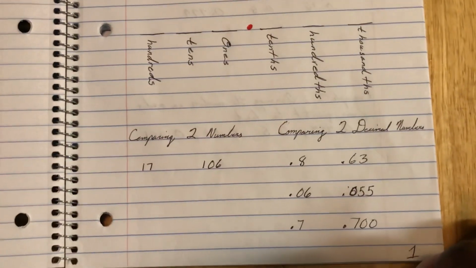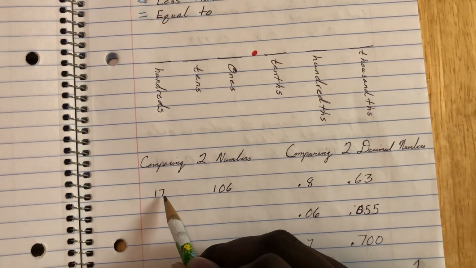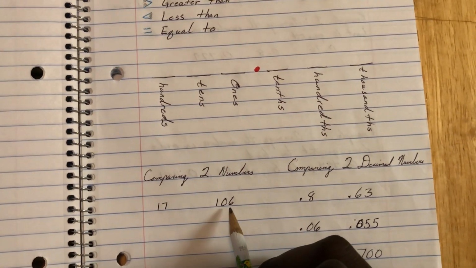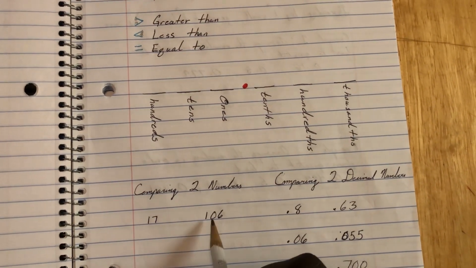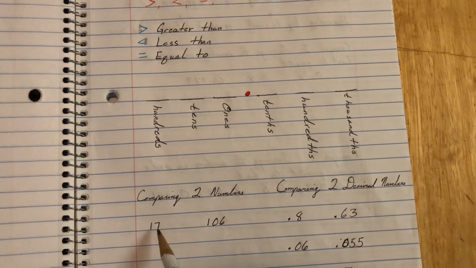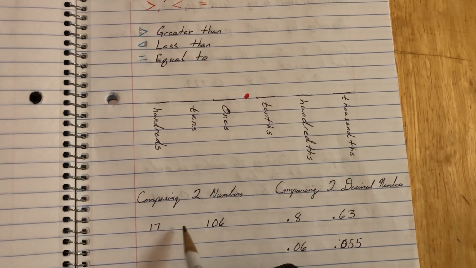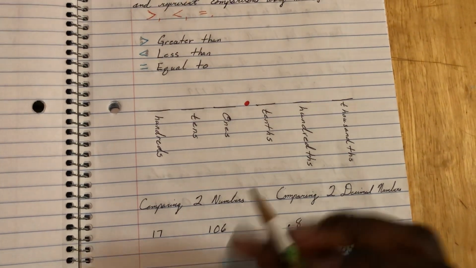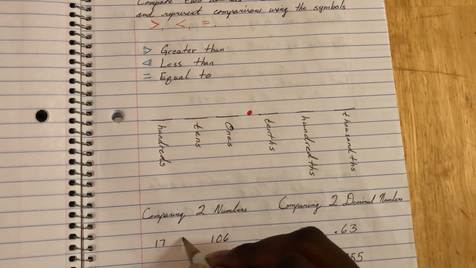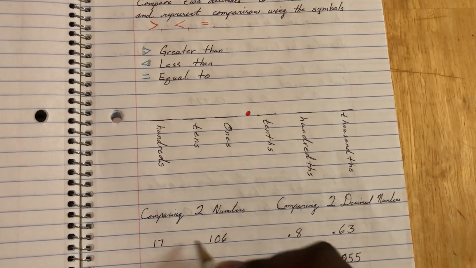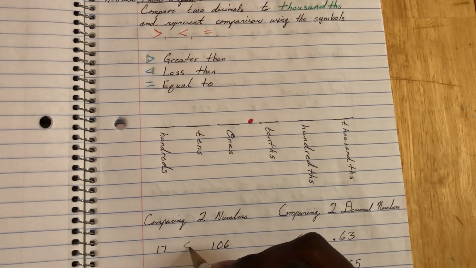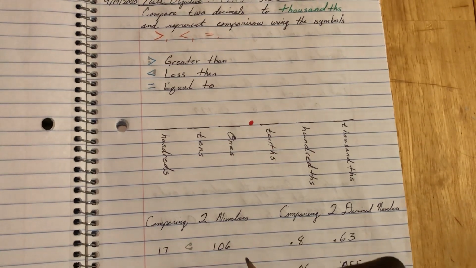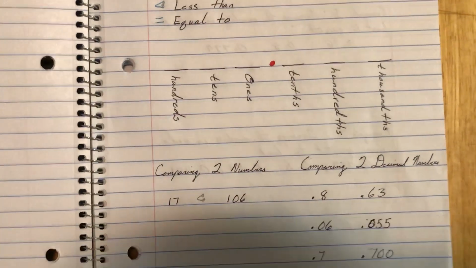Now, we're going to compare 2 numbers. Here we have 17 and 106. Now, I need to figure out if this is greater than, less than, or equal to. We can clearly see that 17 is smaller than 106. So, our symbol's going to be which way? Which way is the alligator going to eat? This way or that way? This way would be correct. You can make your alligator's teeth prettier than mine, much prettier than mine. But you get the gist because you guys are rock stars.